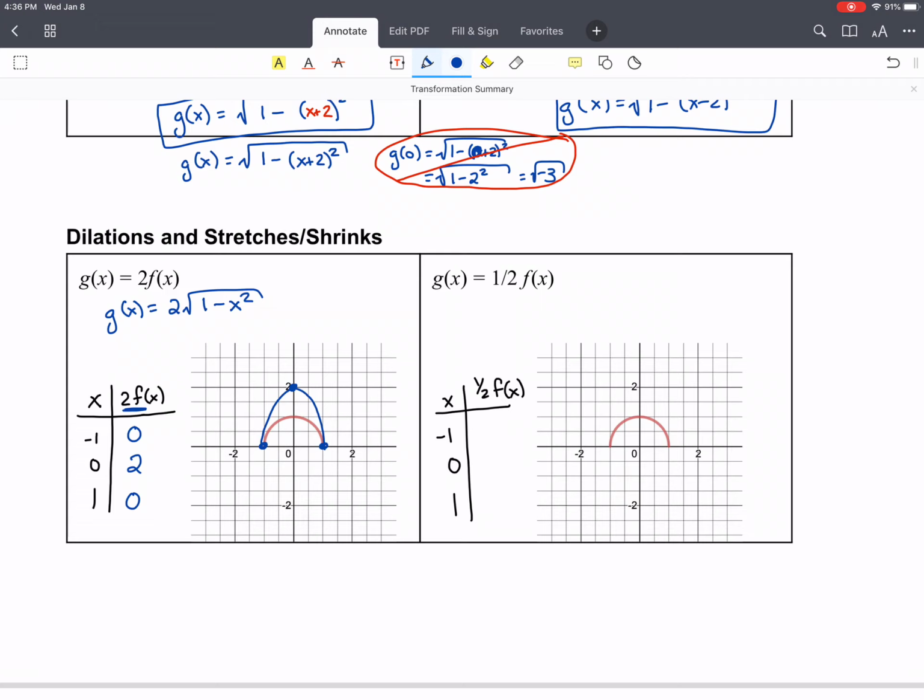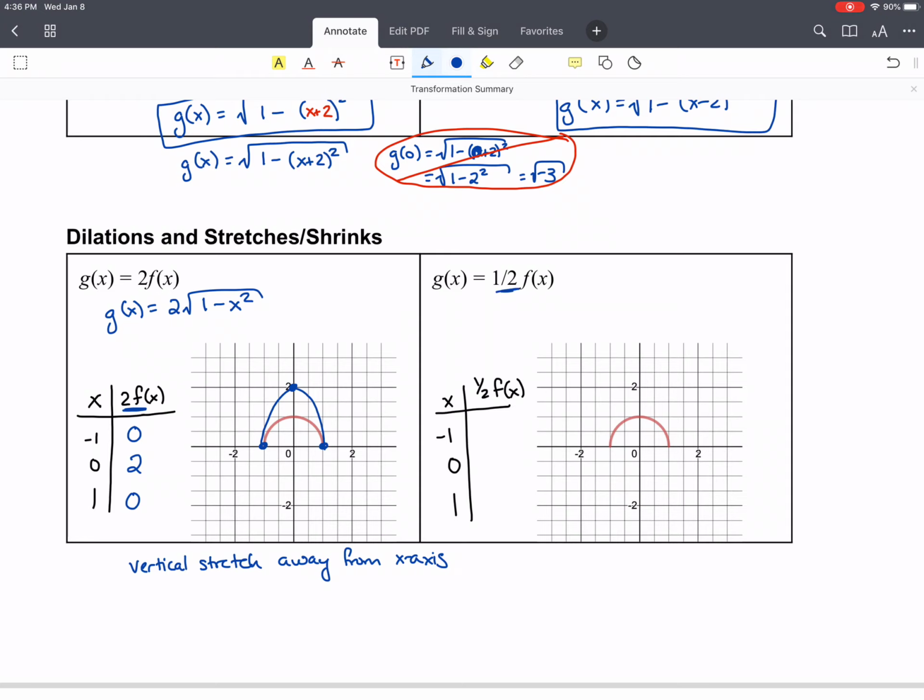So 2 times f of x, we would call this a vertical stretch away from the x-axis, and in this case it was by a factor of 2, so my outputs kind of doubled away from the x-axis.